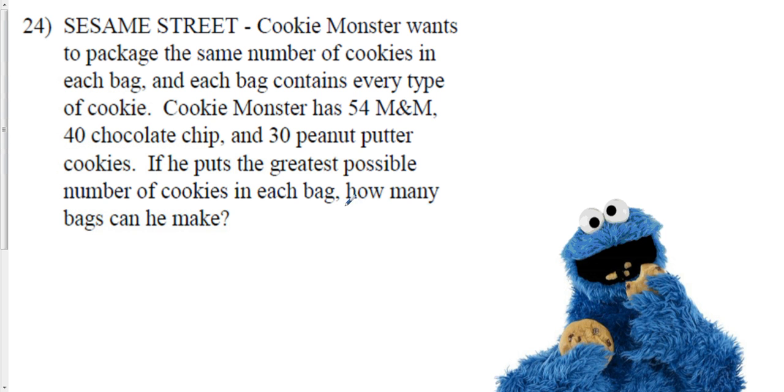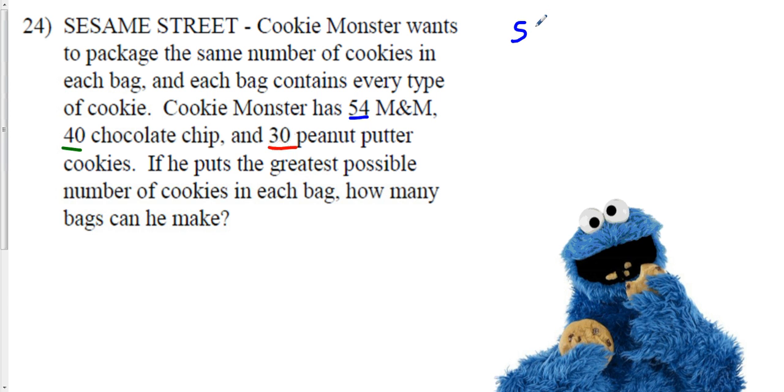Well, obviously, he could make one bag and just have 54 of the M&M ones, 40 of the chocolate chip ones, and 30 of the peanut butter ones. He could easily just make one bag and put all of them in there. But could he make any more than that? Could he make multiple different bags that have the same number of cookies in each one? Well, to find this out, we'd, again, like before, have to factor this.